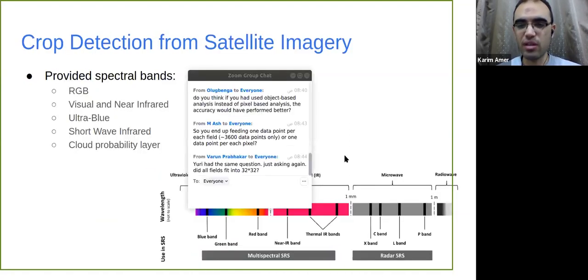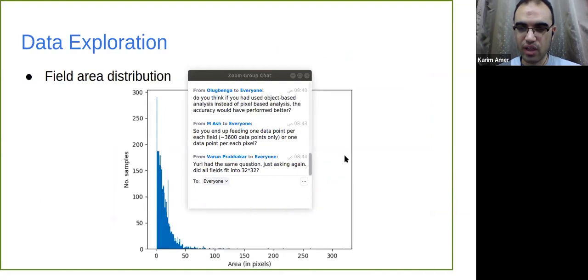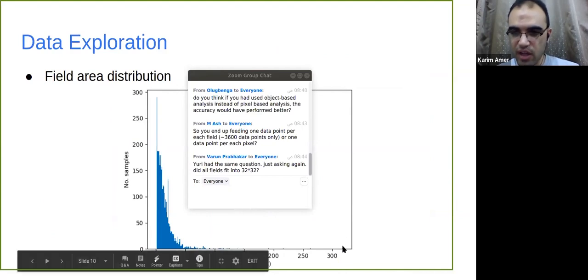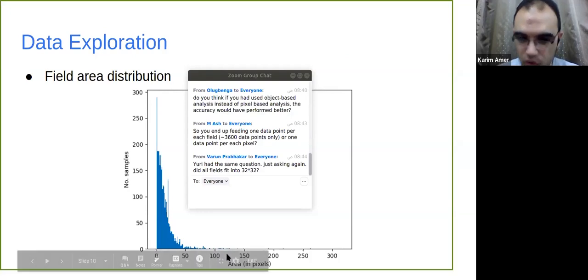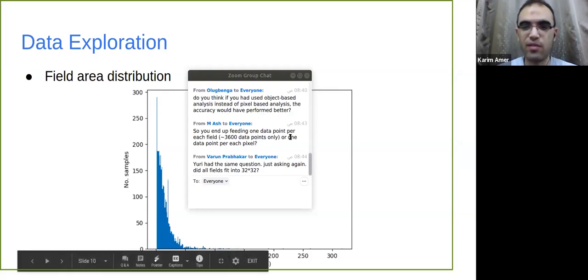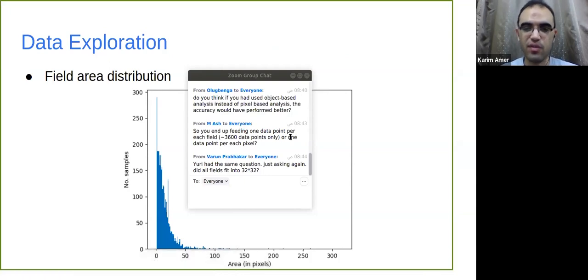I didn't make an exhaustive search, but there is a field with more than 300 pixels. This might get out of the 32 by 32 if it is not in a rectangle shape. But this didn't make any problems because most of the fields are actually less than 50 pixels, so they're definitely inside the 32 by 32. So each of the crop fields is only represented once by a 32 by 32 patch.